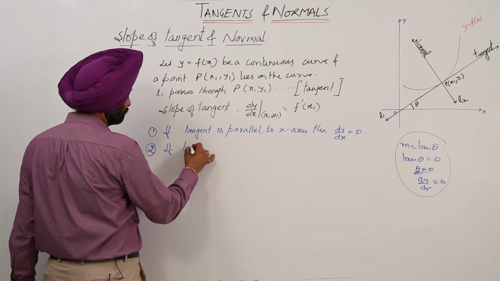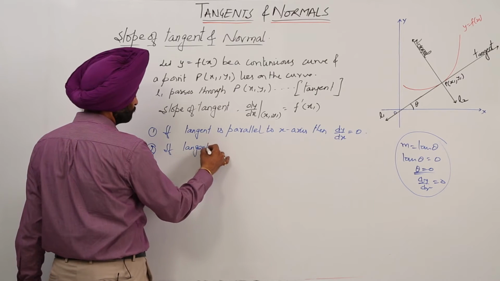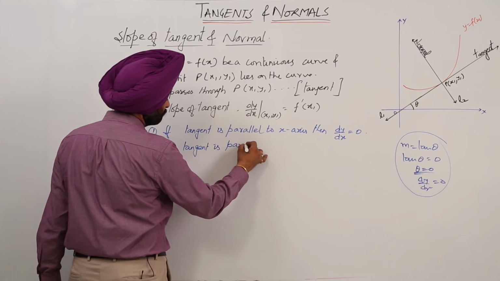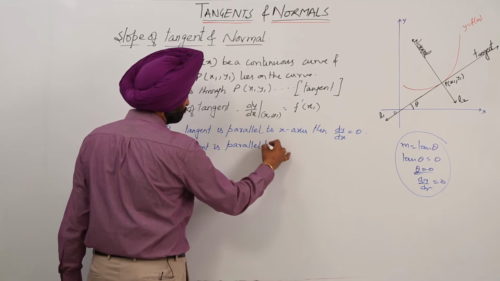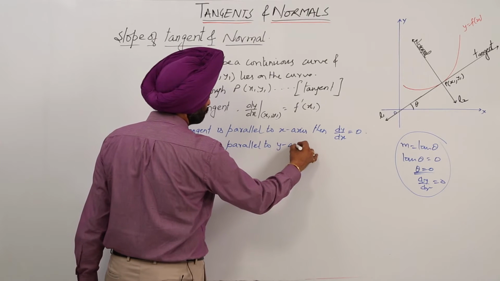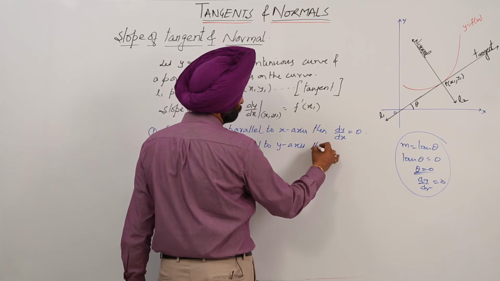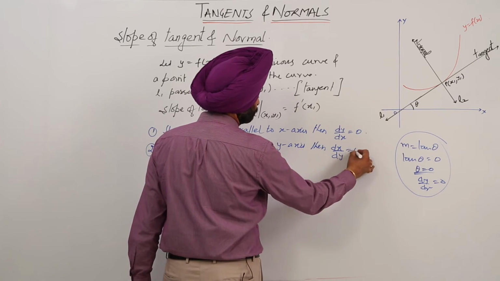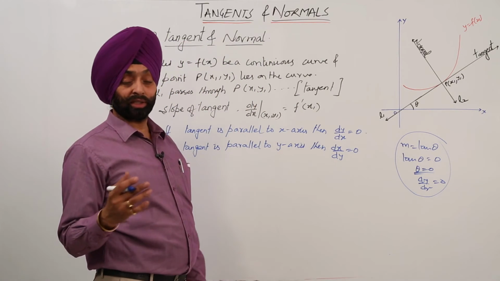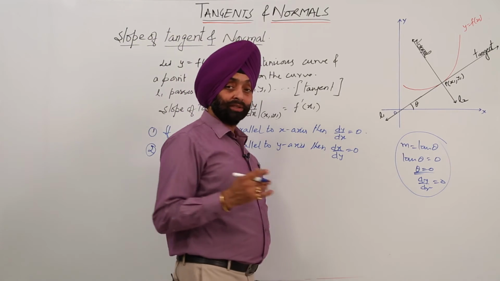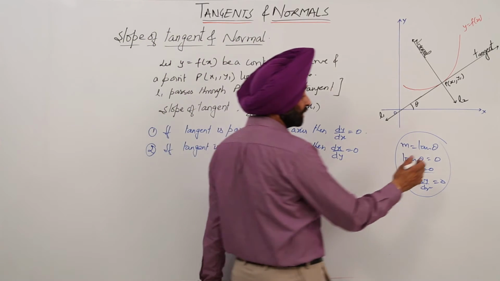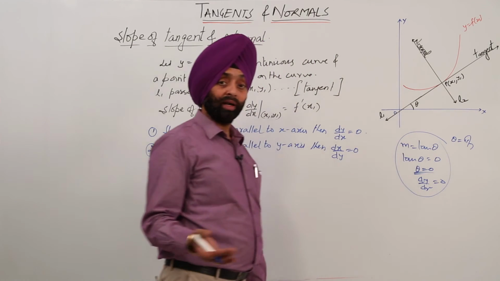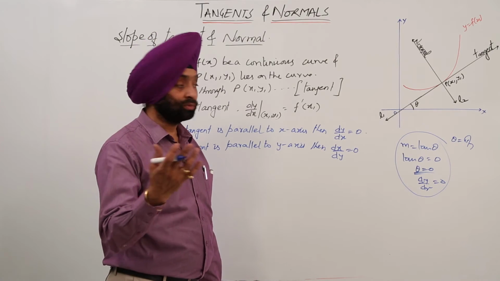Number 2, if the tangent is parallel to the y-axis, then dx by dy is equal to 0. If it is parallel to the y-axis, then theta becomes pi by 2, and then we have 1 upon tan theta is equal to 0.